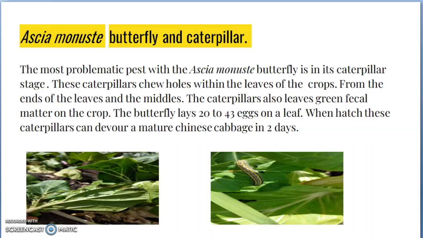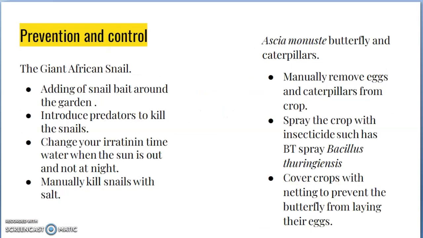So as I said above, the butterfly can lay at least 20 to 43 or sometimes 50 eggs on the leaves. Therefore, when these eggs hatch, the caterpillars can devour one whole mature Chinese cabbage in less than 2 days. Therefore, prevention and control of these pests must be taken into consideration.